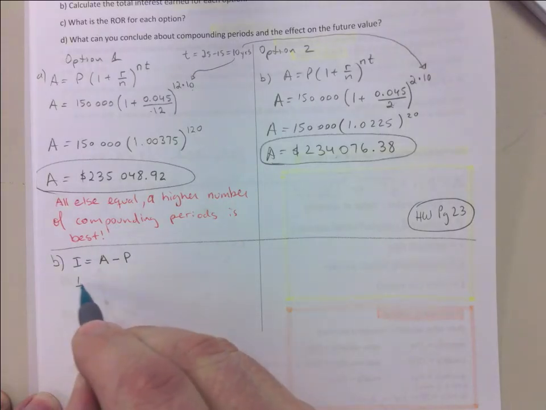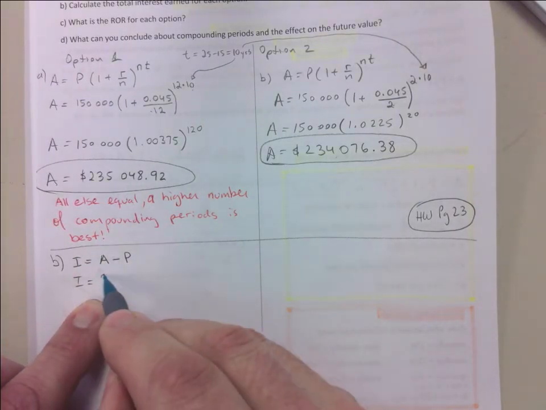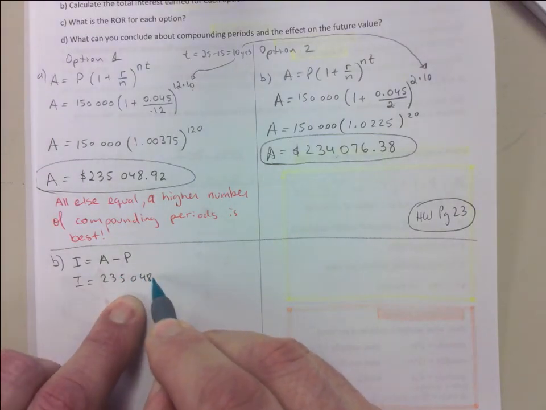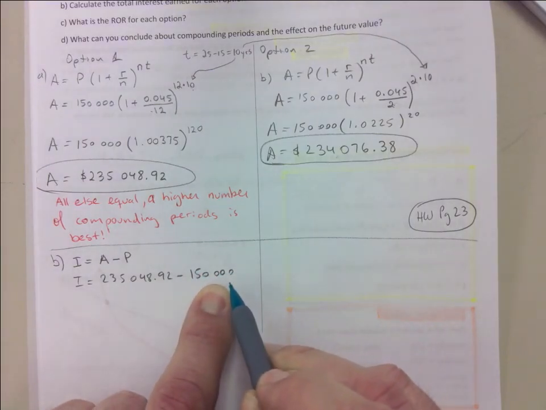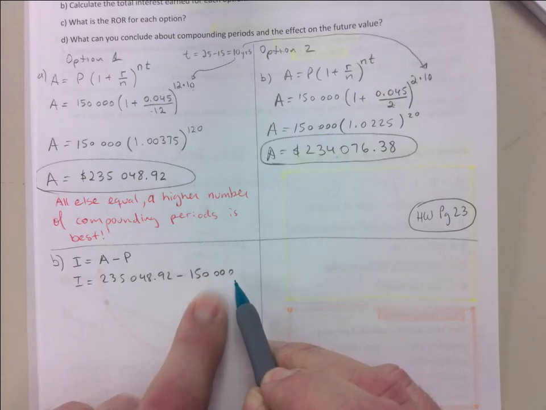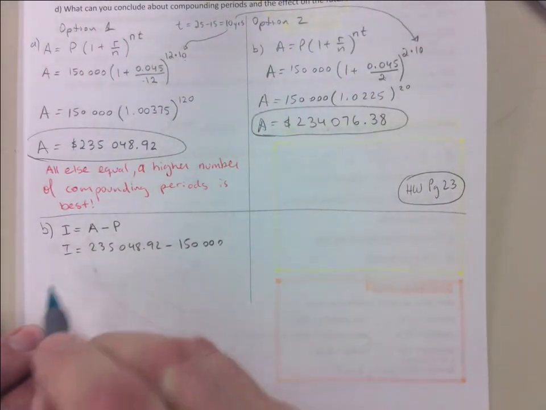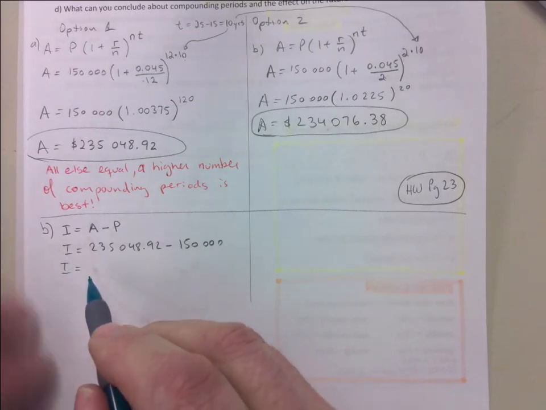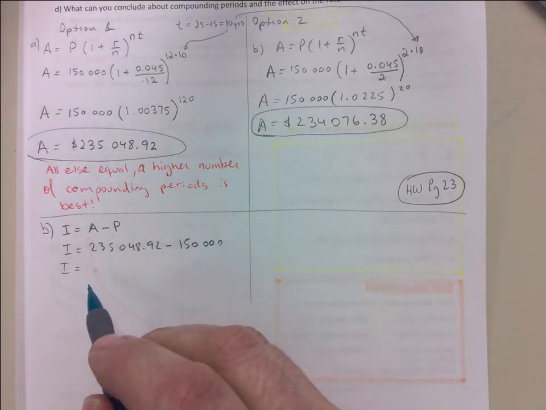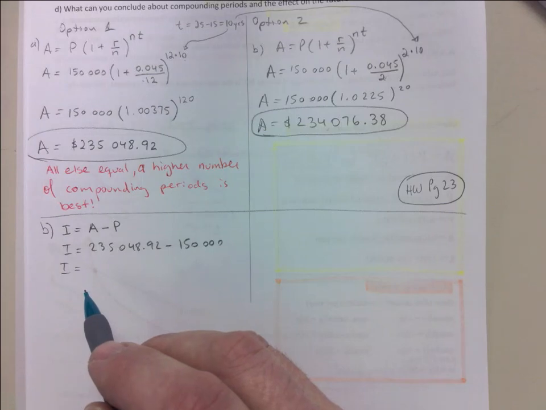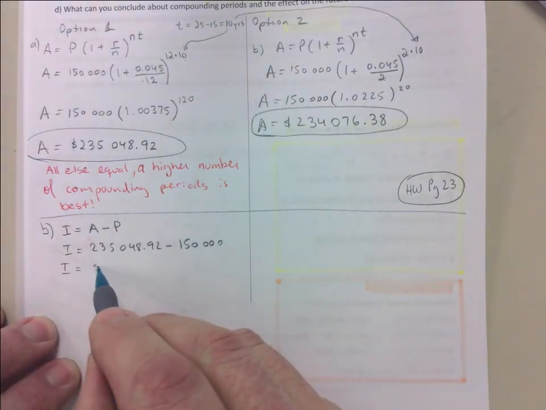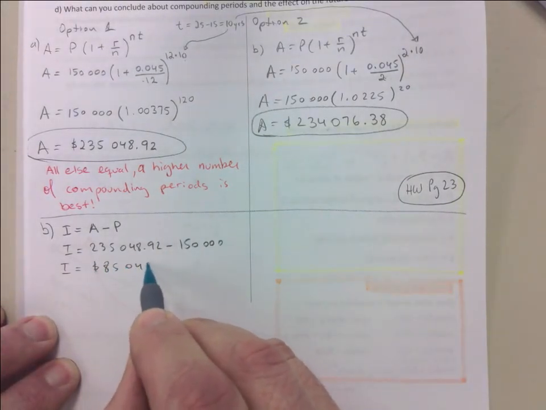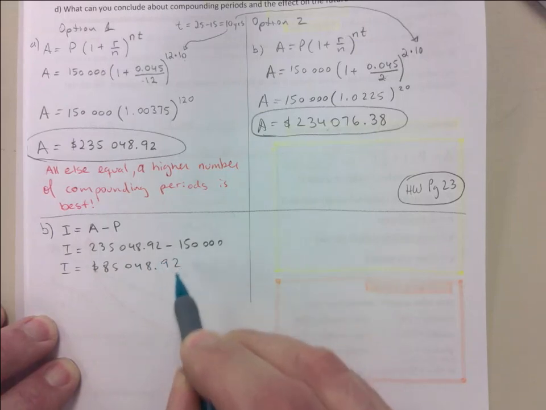So we want interest. We will take the 235,048.92 minus the 150,000 that we originally, this is the original amount, it's called the principal. So we basically just subtract them to get our interest. And that is 85,048.92.